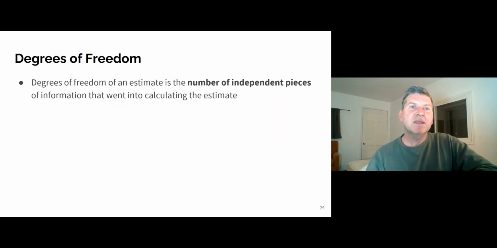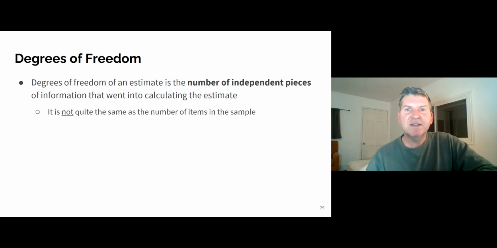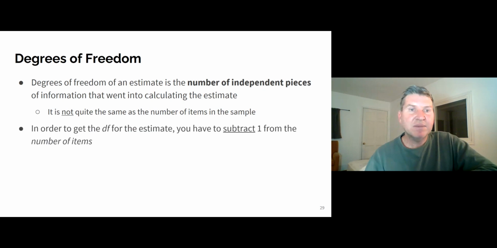Let's talk a minute about degrees of freedom. That is an estimate of the number of independent pieces of information that went into calculating the estimate. So we had 16 participants in that between group study. And what that means is we have 16 minus 1 pieces of information. So it's not quite exactly the same as the number of items. It's the number of items minus 1.